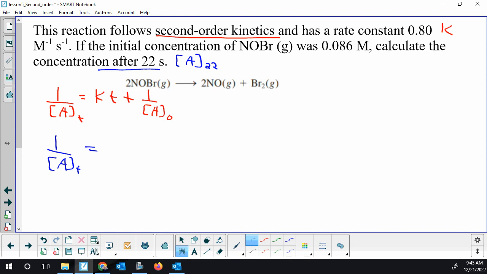Our k value. Inverse concentration, inverse seconds. I'm just writing the units a little differently to help show how they cancel. 22 seconds. I don't have to worry about any time conversion. Watch the questions in minutes and hours that you convert them to seconds, or you match whatever time is in your k value.